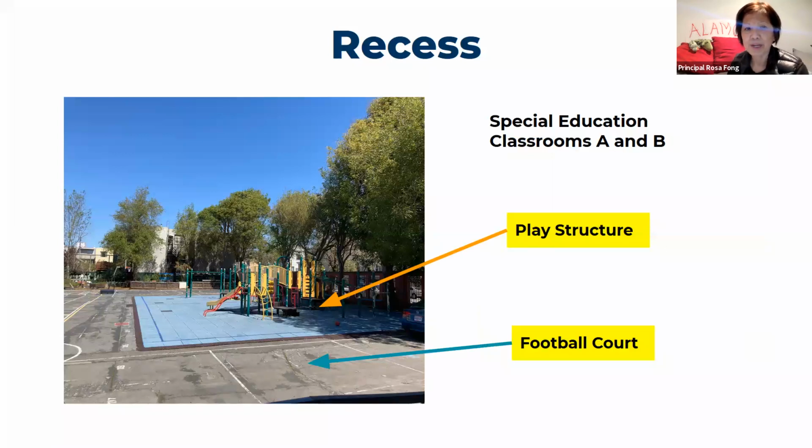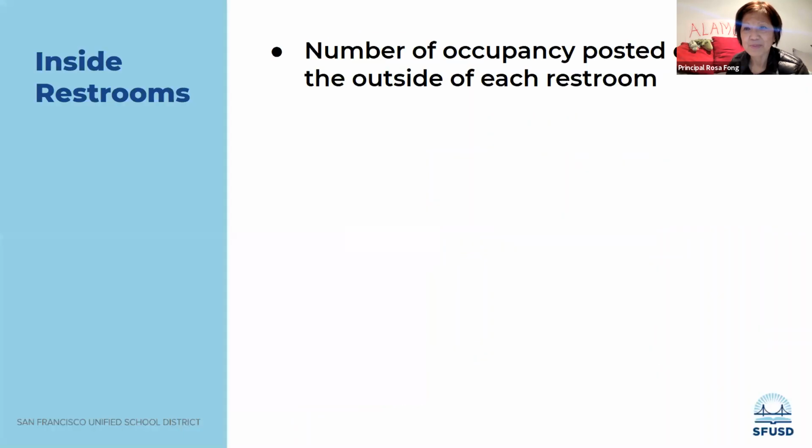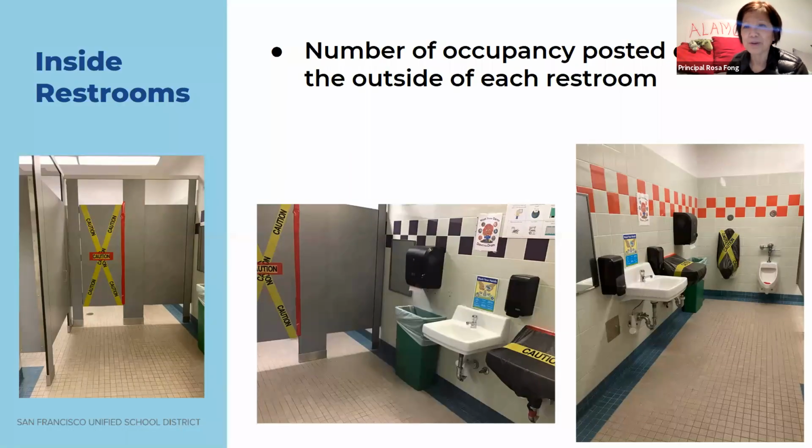And then I believe we have two more. We have our play structure, and we also have our football court. And actually looking at the map, our yard is big, but when you have over 200 children or over 400, it is not really that large.